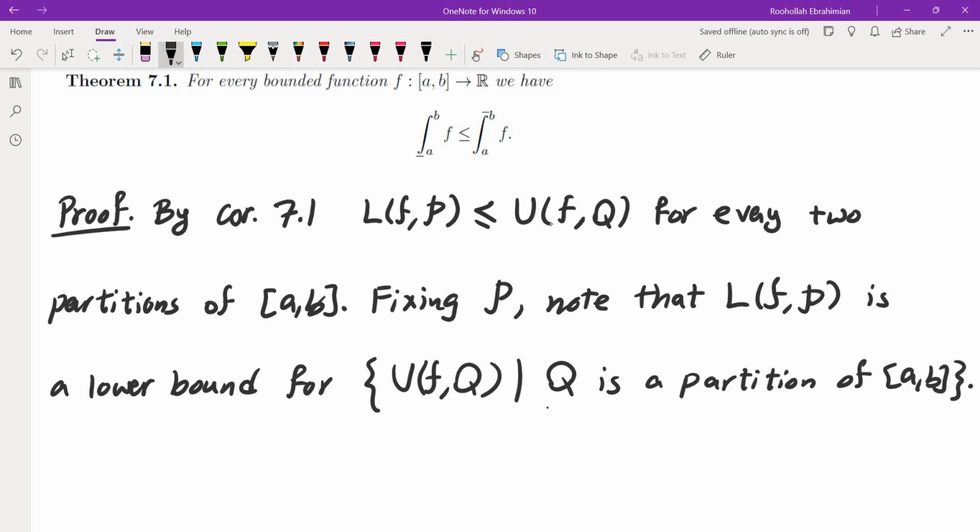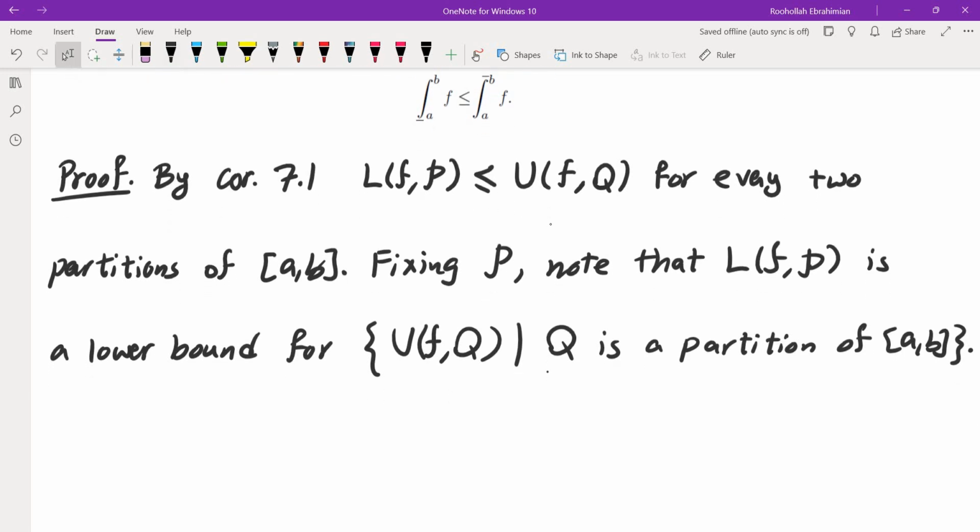Lower sum is a lower bound for the set of all of those upper sums. Now, by definition of upper integral, it is the infimum of this set. I'm sorry, it's the infimum of this set. Upper integral is the infimum of this set.